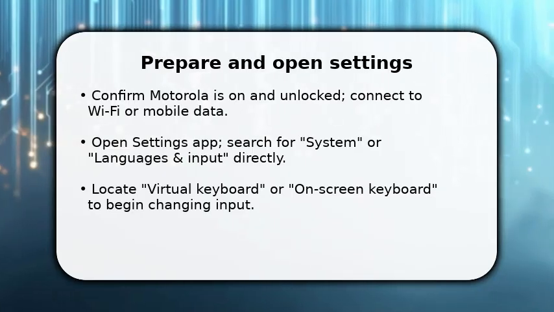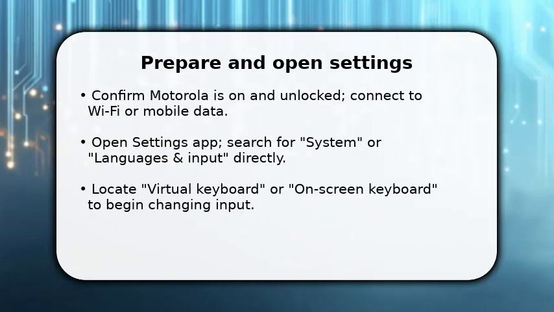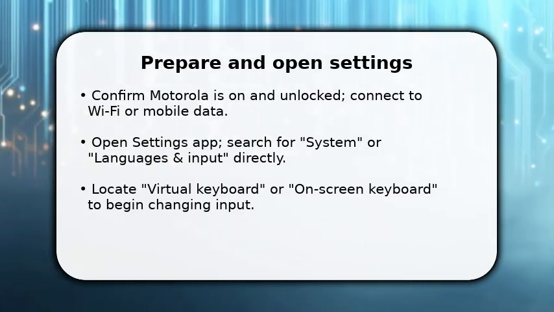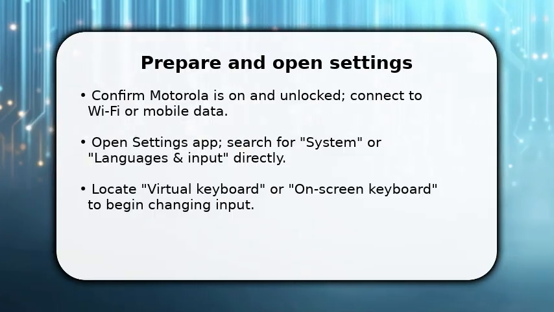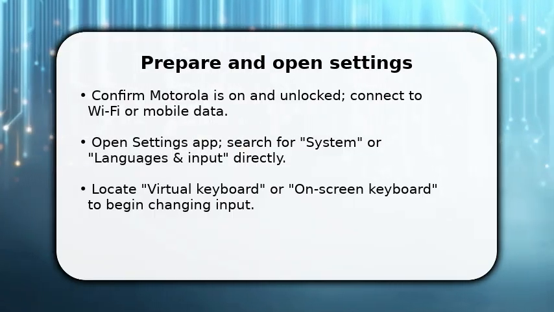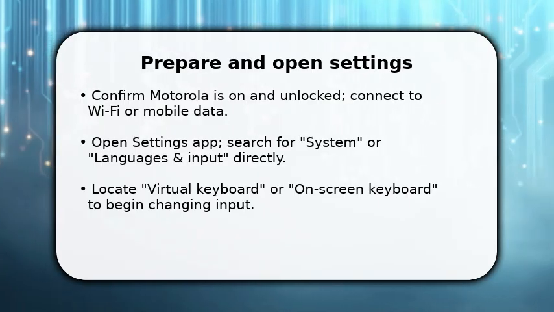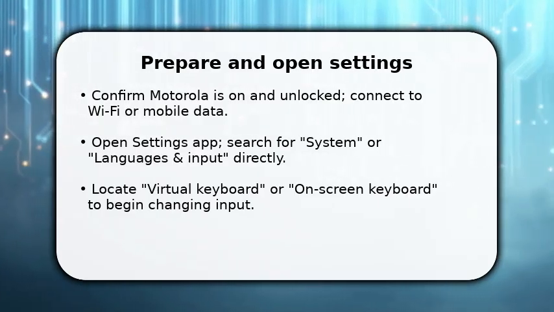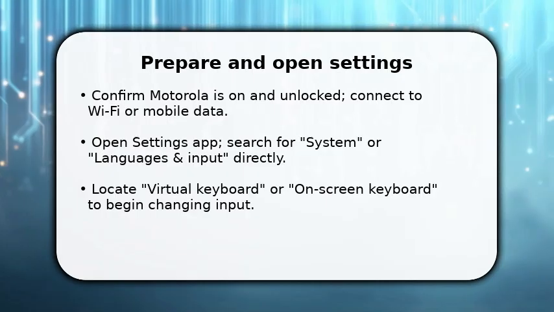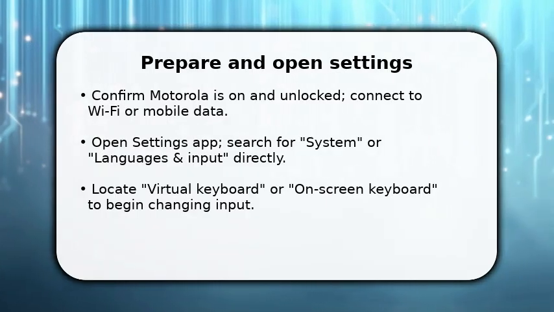You start by opening settings and finding languages and input right away. Once done, tap System if you don't see it, then choose Languages and Input. Make sure you locate Virtual Keyboard or On-Screen Keyboard next. That section controls both Google Voice Typing and installed keyboards.